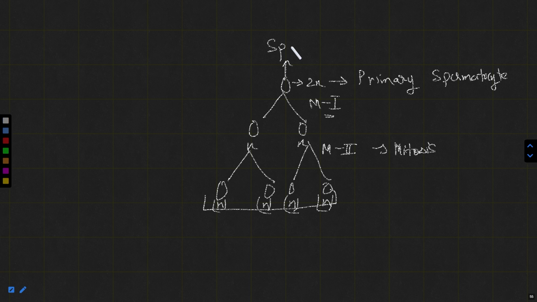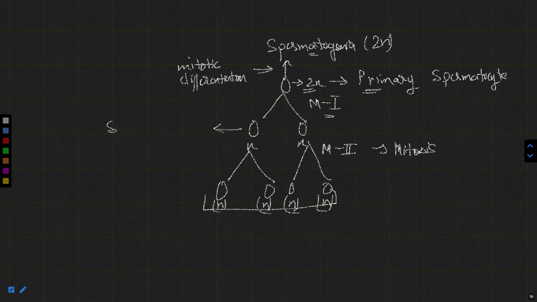All right. This was the primary spermatocyte. They form from the spermatogonia. Spermatogonia are diploid. Here, through mitotic differentiation, meaning mitosis is taking place, the spermatogonia form this primary spermatocyte. The primary spermatocyte will be diploid. Meiosis 1 takes place in the primary spermatocyte, which will give rise to two haploid secondary spermatocytes.